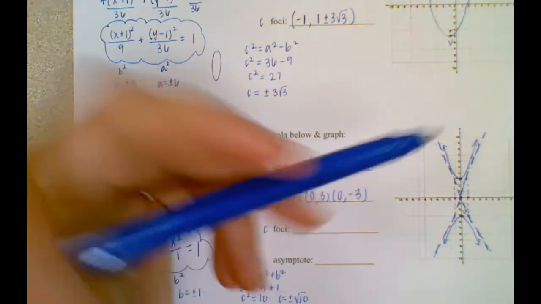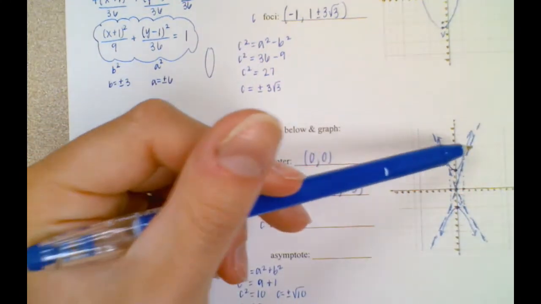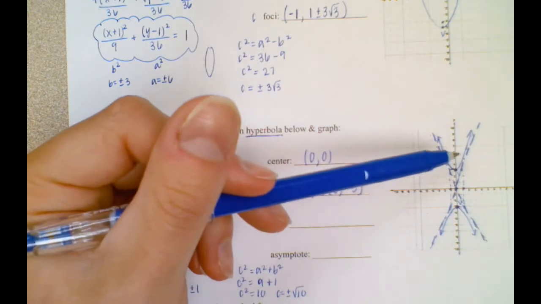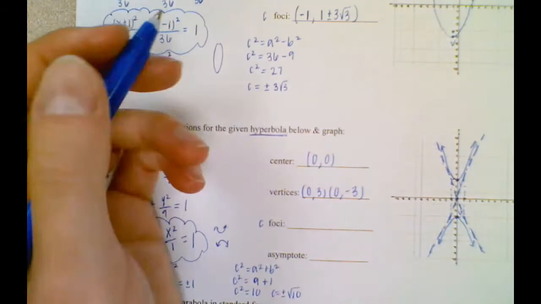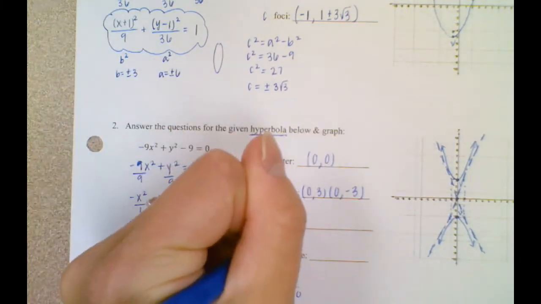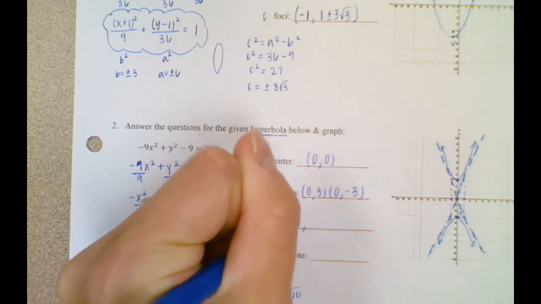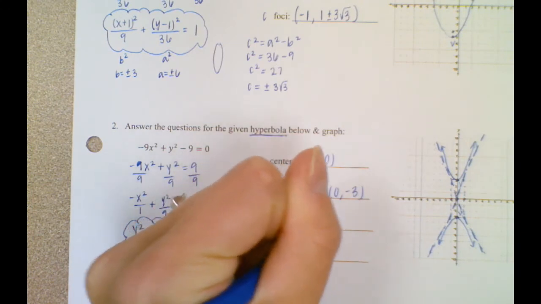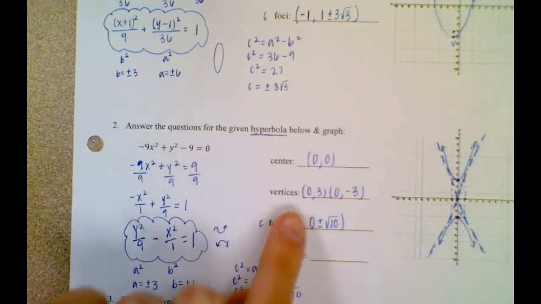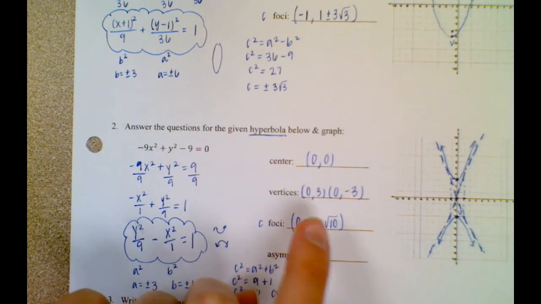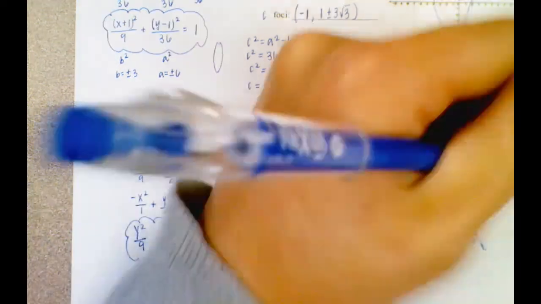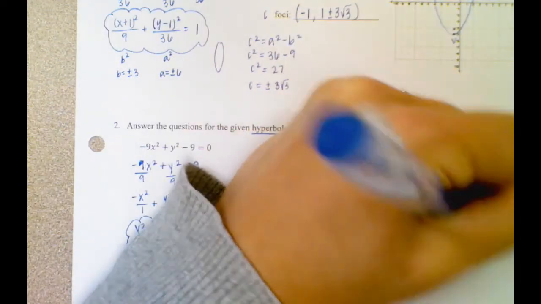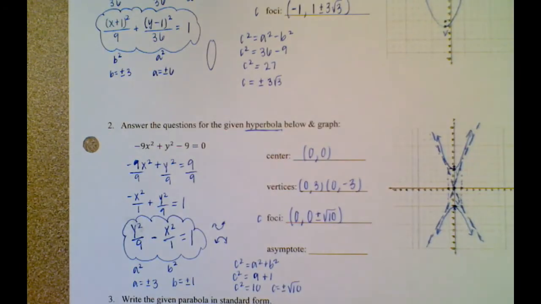And the foci, remember, are going to be right above and below the vertex here. So that's going to be your y values. So this will be at 0. And if you want to write 0 plus or minus the square root of 10, that's fine. Or you could just write 0 comma plus or minus the square root of 10. So the square root of 10 is 3.2-ish. So about here and here. Okay? And then the asymptotes.